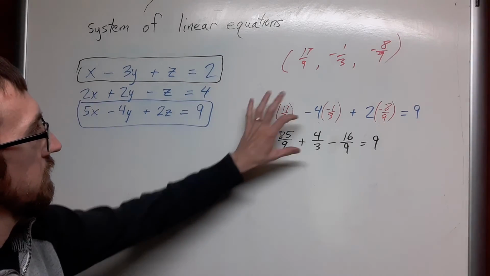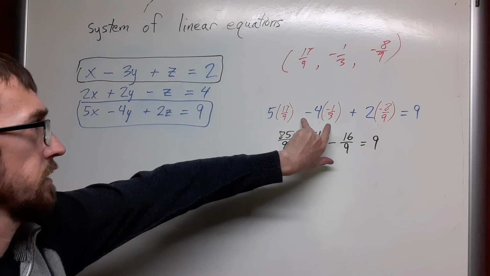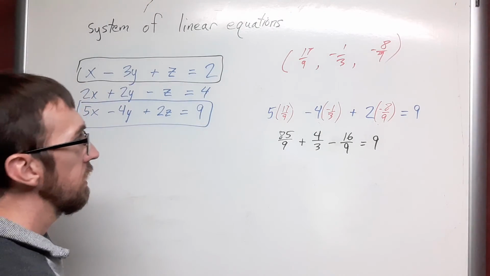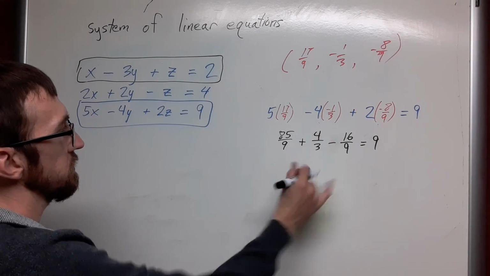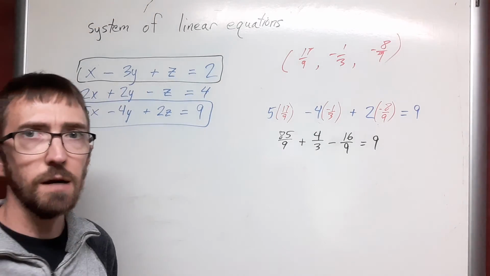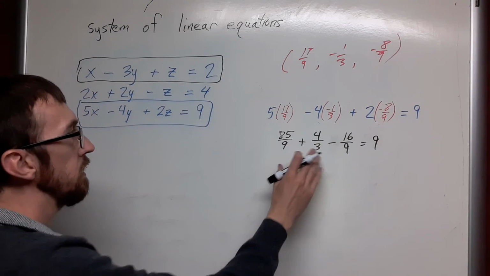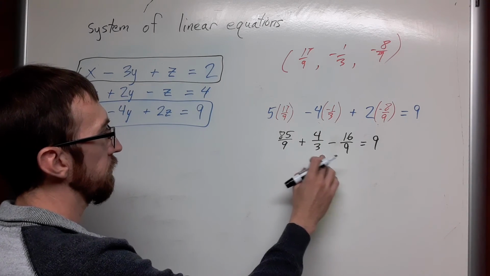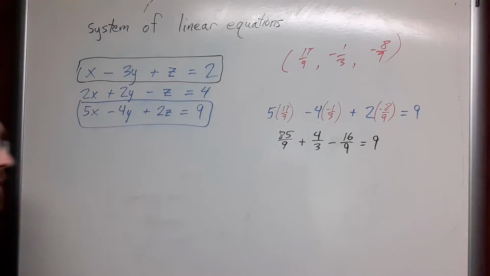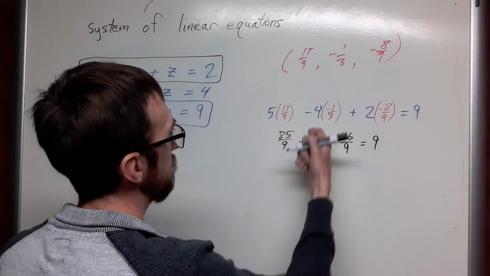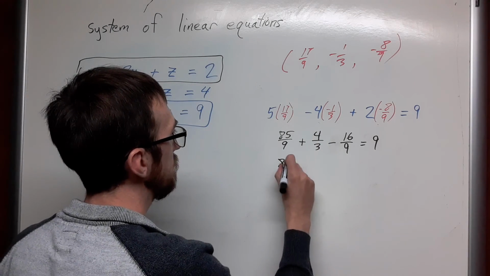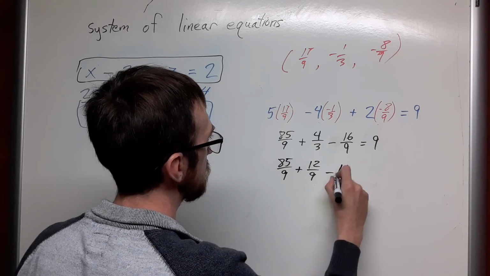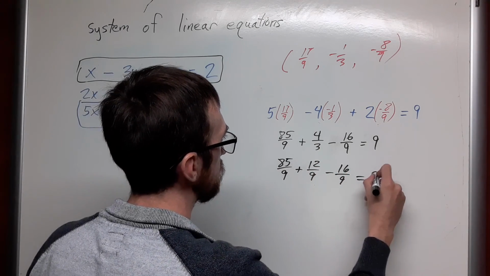We have a sign change that occurs here because we have a negative times negative, we get a positive. We have positive times negative here, so that gives us a negative here. The good thing about these fractions is that we can use 9 as a common denominator to do our addition and subtraction. The only thing that we have to change is this middle term. We need to multiply the top and bottom by 3 to make sure that we have a common denominator here. So that's what we're going to do next, is we're going to make this 12 ninths. So we'll have 85 ninths plus 12 ninths minus 16 ninths equals 9.